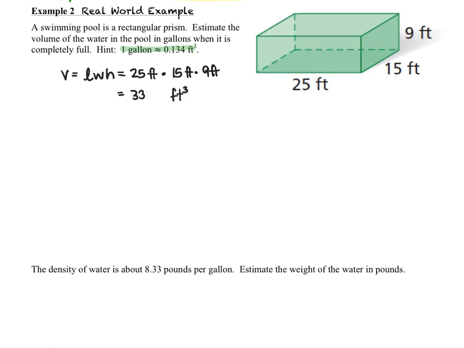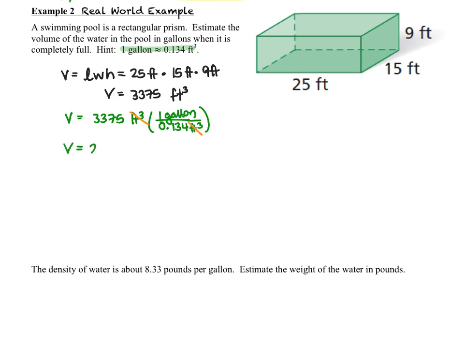And we have 3,375 cubic feet for the volume of our swimming pool in feet. But we really want it to be in gallons. So starting out with the volume in cubic feet, we use the conversion factor that says 1 gallon is equal to 0.134 cubic feet. Using the conversion factor in this way is going to guarantee that our cubic feet end up canceling out because we have one in the numerator and one in the denominator.